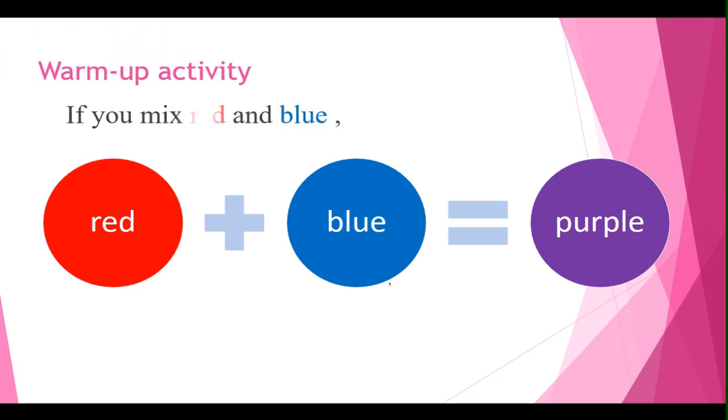Now, if I ask you a question: if you mix red and blue, so red plus blue, what is the color that you get? Good. If you mix red and blue, you get purple. Okay, nice start. Now let's take a look at some examples here.